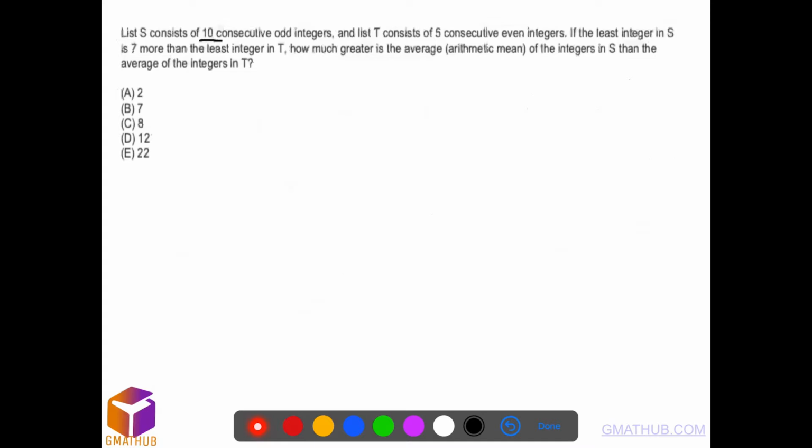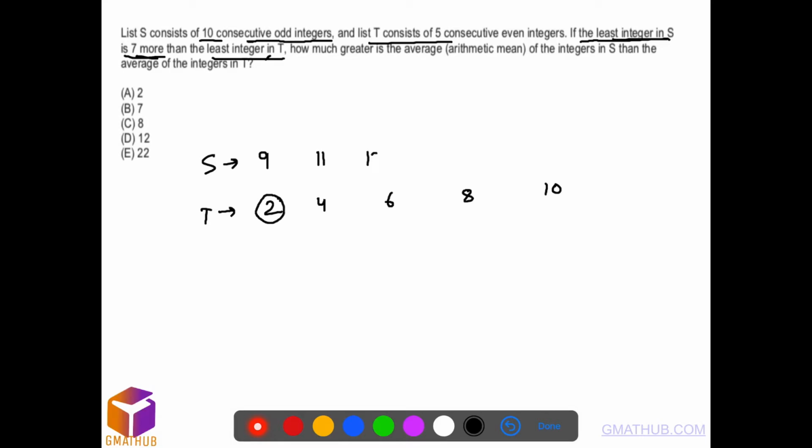S consists of 10 consecutive odd integers. T consists of 5 consecutive even integers. So let's say T is 2, 4, 6, 8, 10. Okay, 5 consecutive even integers. Least integer in S is 7 more than the least integer in T. So if least in T is 2, least in S would be 9, then becomes 9, 11, 13, 15, 17, 19, and we don't need to go further because both S and T make arithmetic progression.